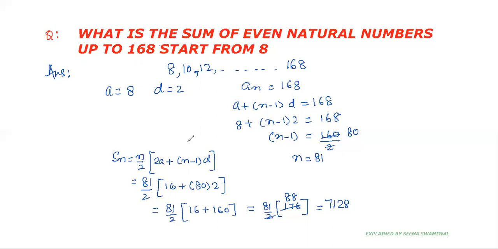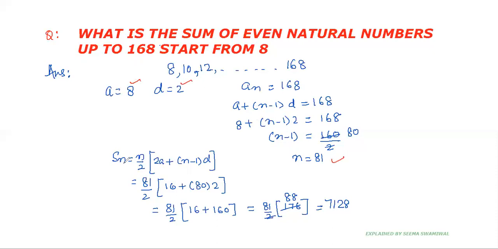If we don't have n, we will not be able to put the value in the formula. So children, in this case, what will you do? You will first apply the formula for an to get the value of n. So this is a plus n minus 1 d, the formula for the last term, which is given equal to 168. Now whatever you have, put it here. a is 8, d is 2, and an is given equal to 168. Put it here, simplify, and you will get that there are a total of 81 terms. Now you have a, you have d, and you have n also.